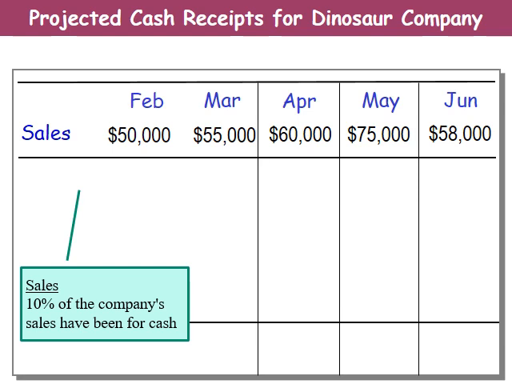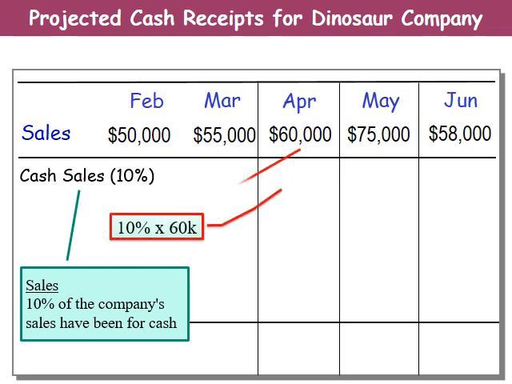10% of the company's sales have been for cash. That is cash sales, 10%. So this means that 10% of the sales is cash collected at the point of sales. Cash is collected immediately at the point of sales. So 10% times 60K is 6,000. So it means that 6,000 is collected immediately in April for April sales.